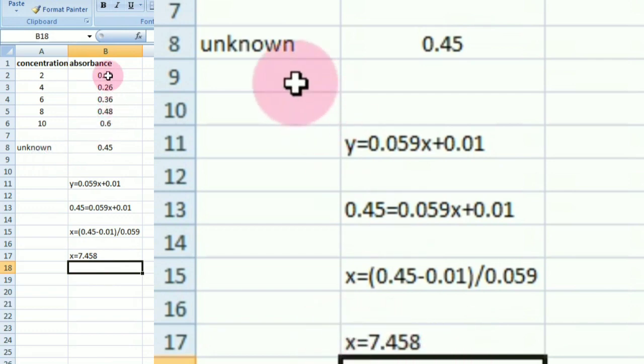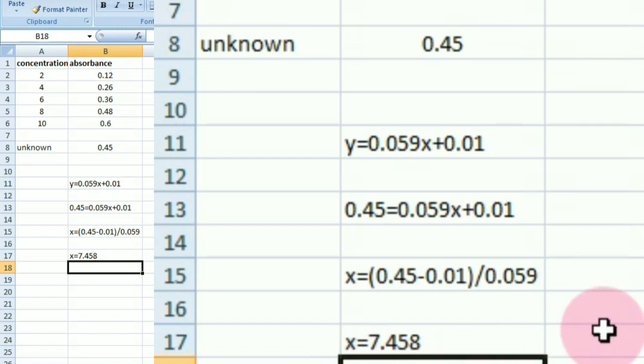I have noted the absorbance of the unknown solution, that is 0.45, and substituting it in the regression equation in the y place, which I have got from the calibration curve, I have calculated the x value, which denotes the concentration of the unknown solution. So this is one of the methods to calculate the unknown concentration by using this calibration curve.